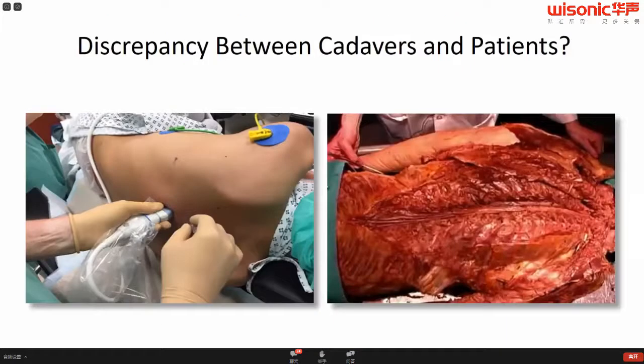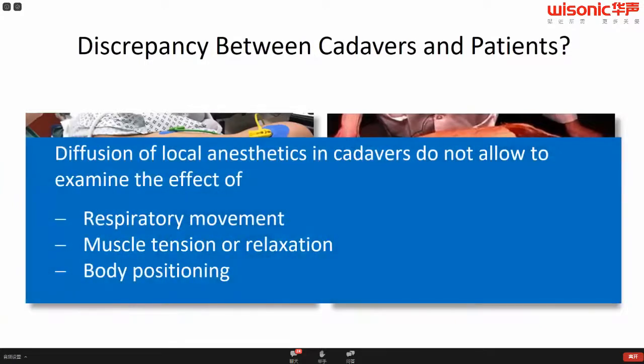The discrepancy between patients and cadaver is partly based on the fact that the diffusion of local anesthetics in cadavers does not allow us to examine the effect of respiratory movement or muscle tension or relaxation and body positioning, if we do a block in the lateral position, the prone position, or in the sitting position.